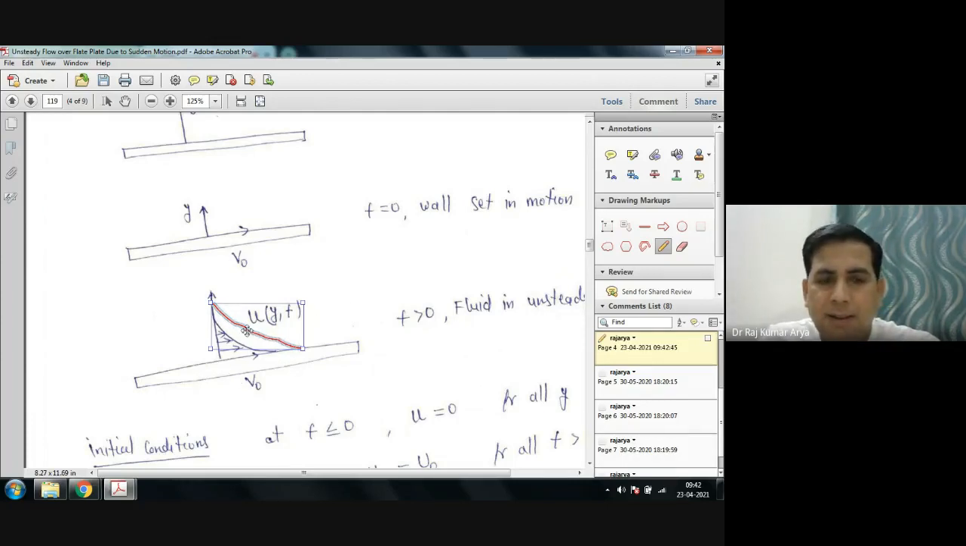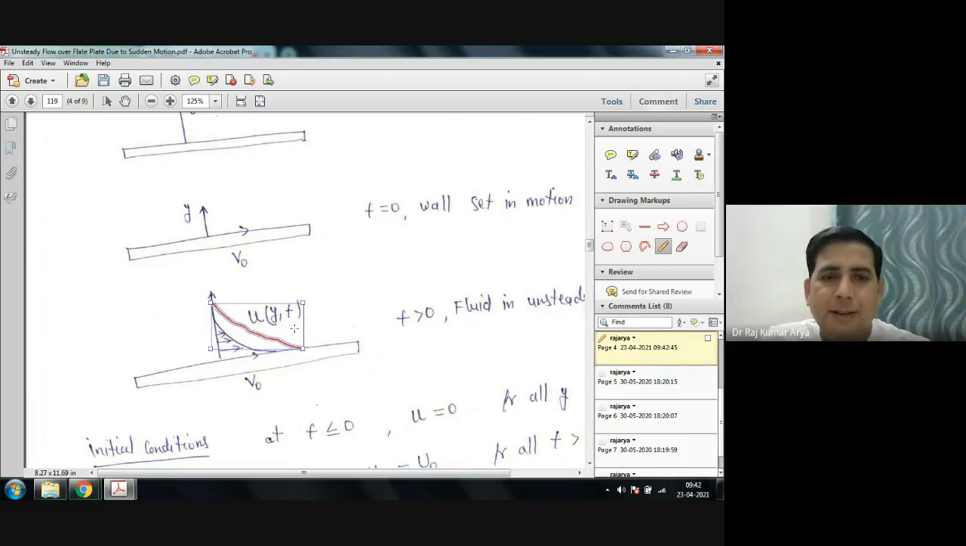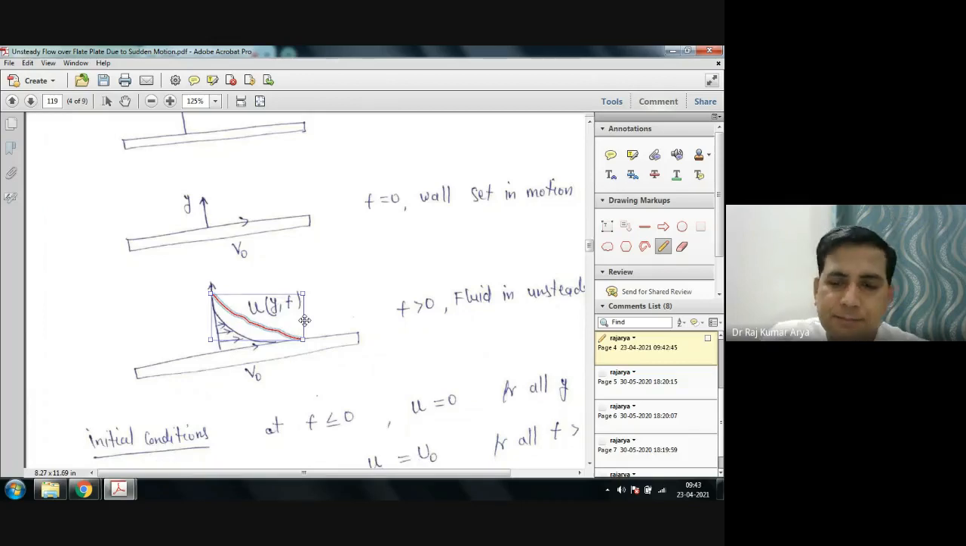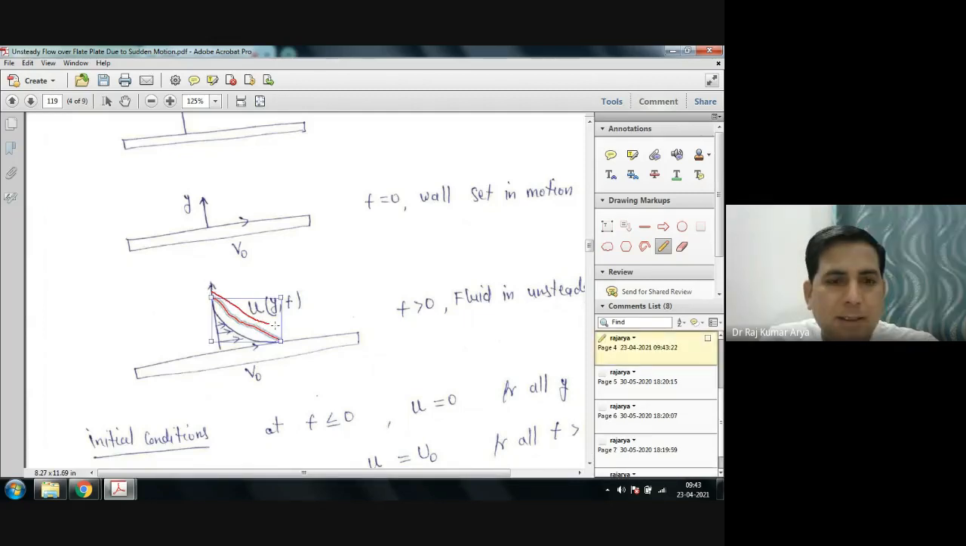But is this line correct or not? Let's say at t greater than or equal to 0, this would be a velocity profile at some time. Now let's say after a particular time, I am drawing two lines. Can you identify which one is true? One line is here, something like this. Another line, let's say, something like that. Are both the lines correct or is something wrong?